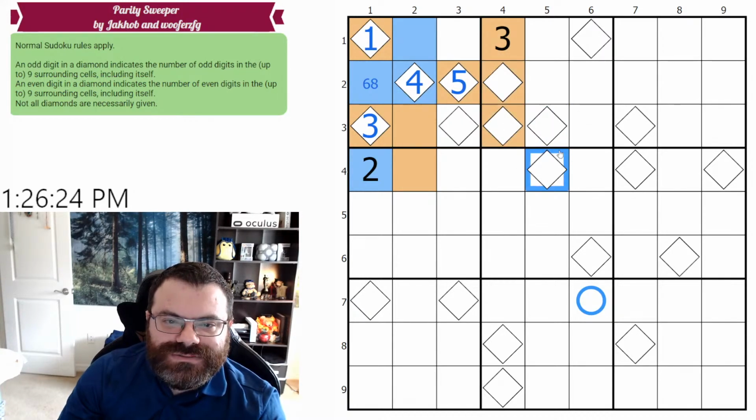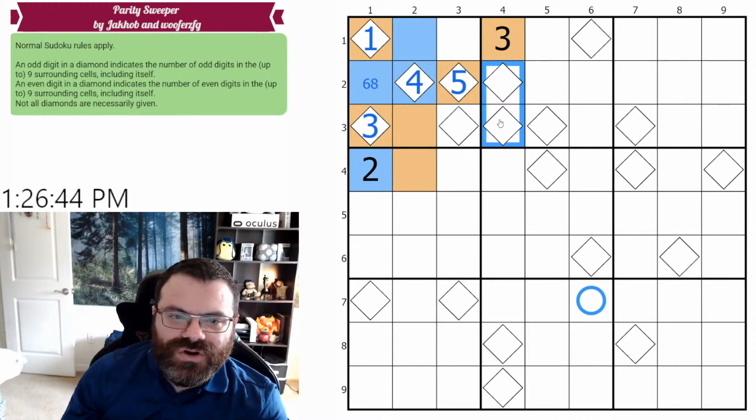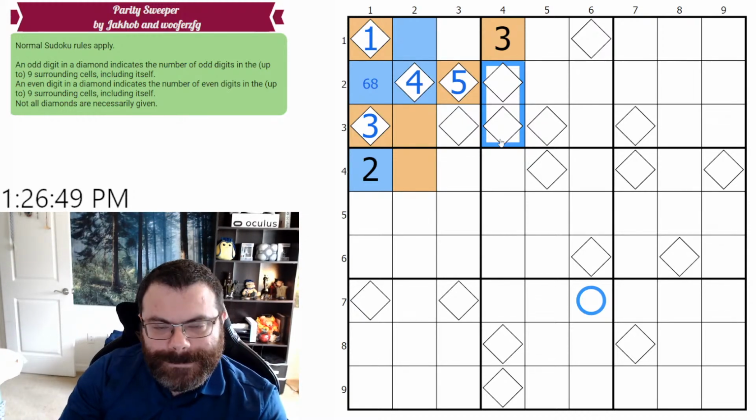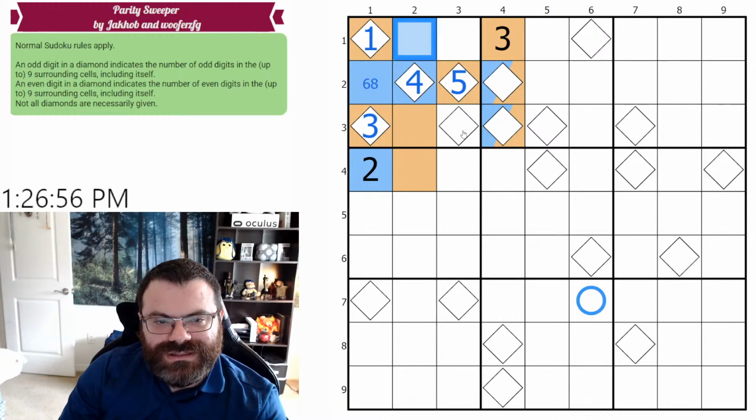These two have to be odd. Hold on, did I not count this one? I didn't count that one. 1, 2, 3, 4, 5, 6, 7. 7 is still bad, but I think 5 isn't as forced as I thought. 1, 2, 3, 4. Excuse me. Only one of these is odd. We have an even odd pair here, and an even odd pair here. So the question is, can this be even?